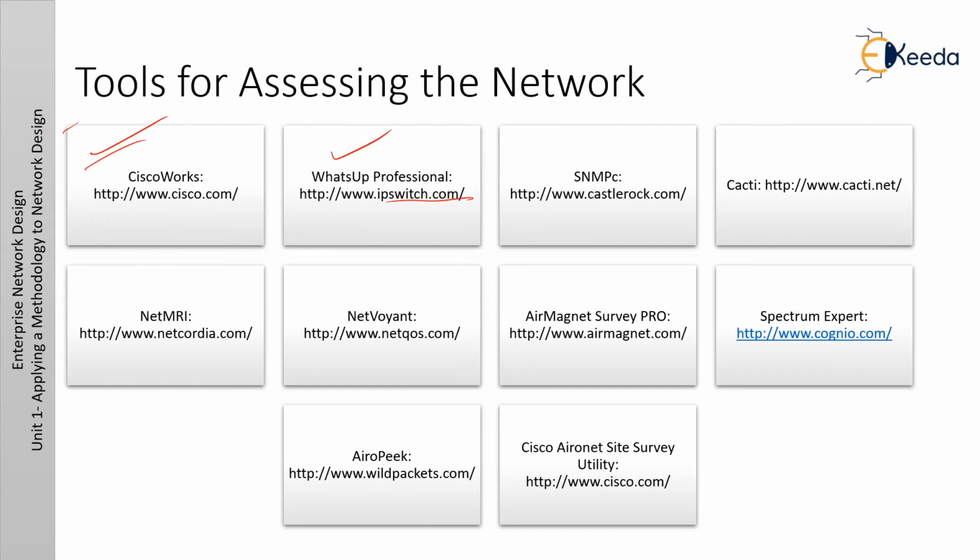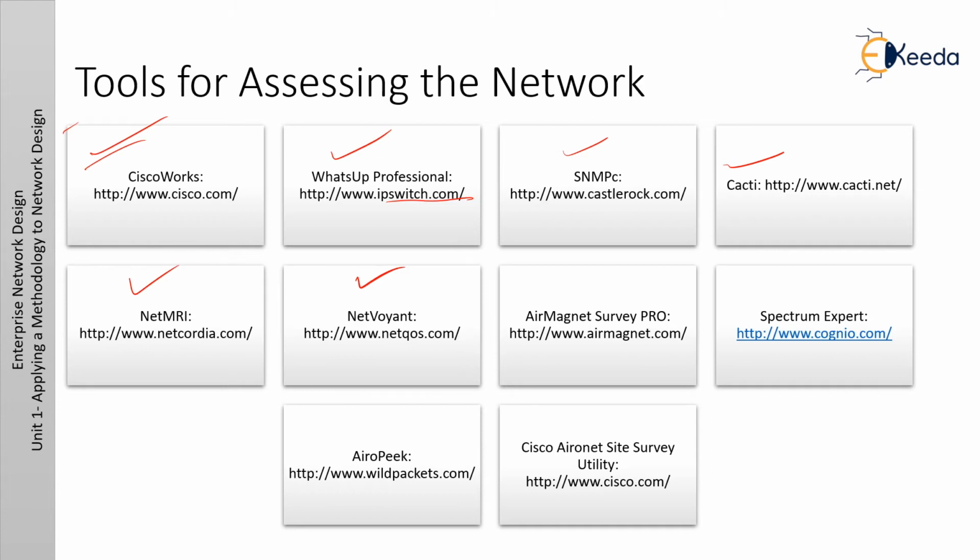From IPS, which SNMPc from Castle Rock Computing. Open source Cacti, which is a successor to the popular Multi Router Traffic Grapher. NetMRI from NetCordia. This is NetMRI from NetCordia, and NetVoyant from NetQoS. Other vendor tools collect relevant information from equipment manufactured by those vendors.